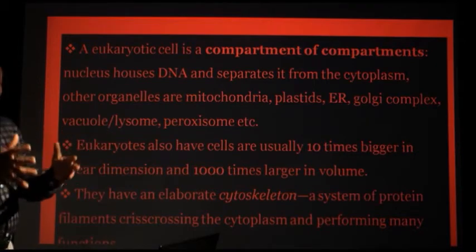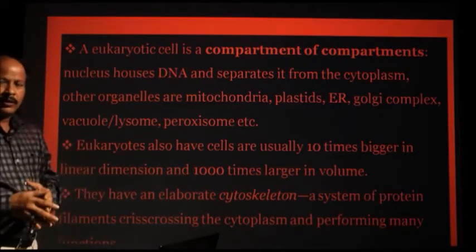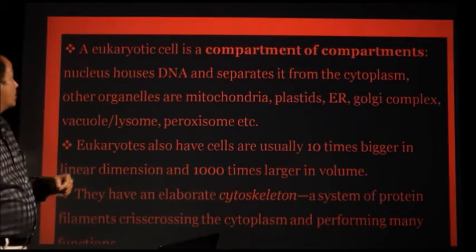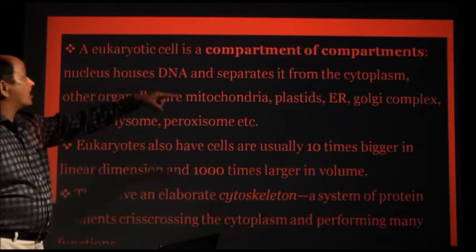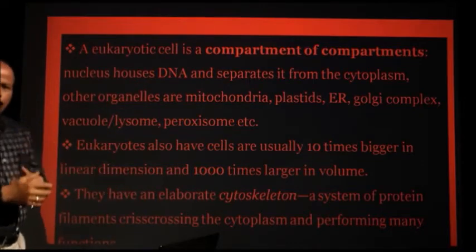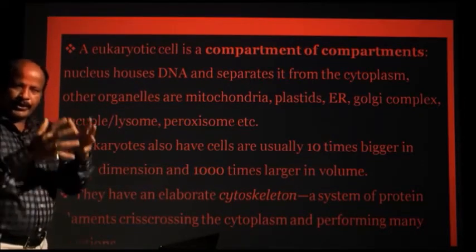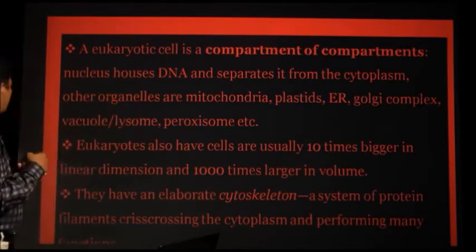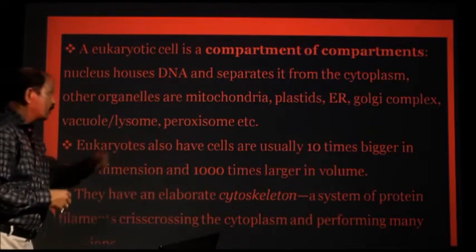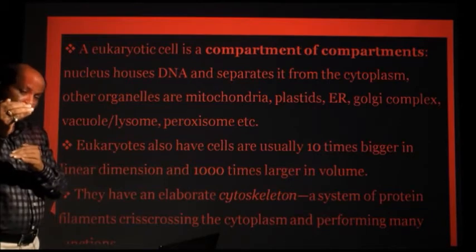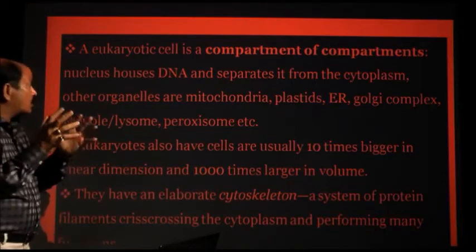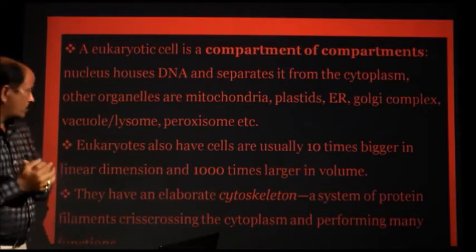So it is appropriate to call the eukaryotic cell a compartment within compartments within a compartment. I have written it is a compartment of compartments. So these are small compartments and the cell is a big compartment, and all these compartments work coordinately and in an integrated way for the function of the cell, right? Then eukaryotic cells are usually 10 times larger in linear dimension, but geometrically, if you look at it by volume, they are 1000 times larger than prokaryotic cells.